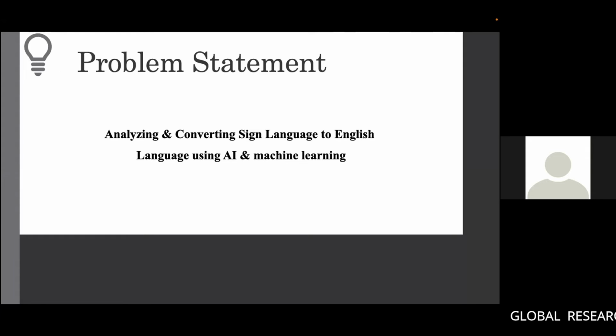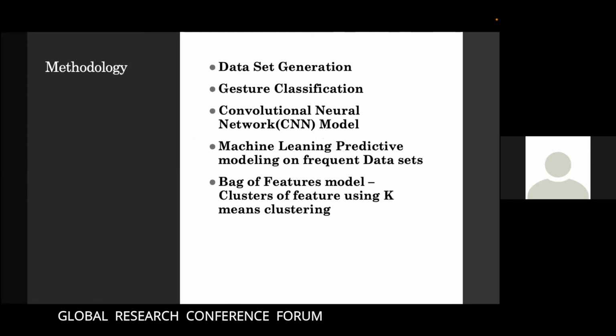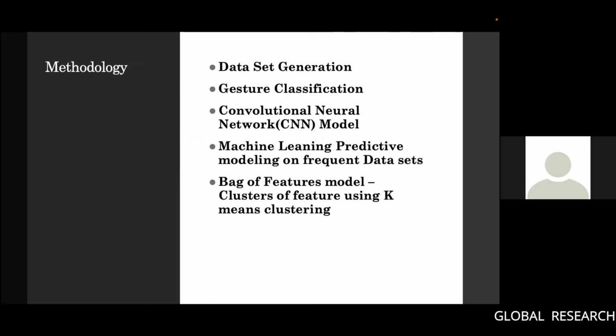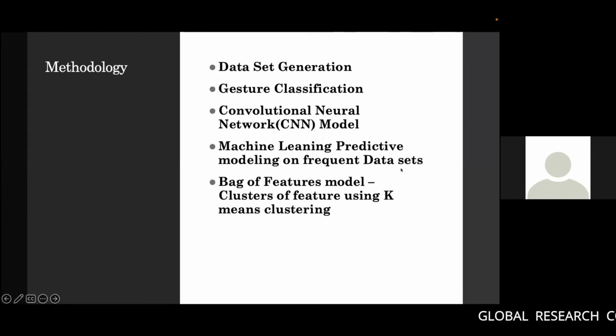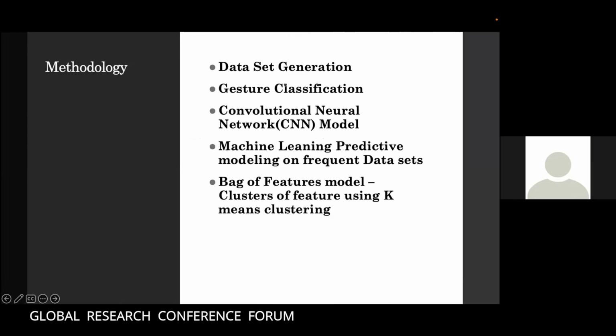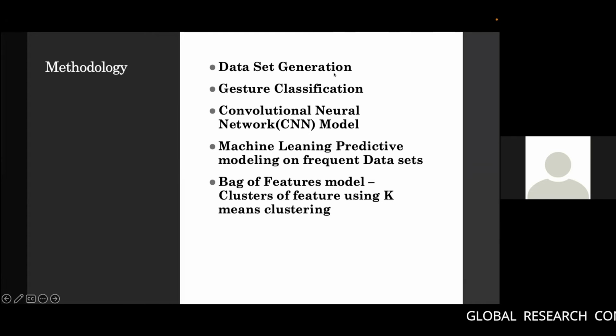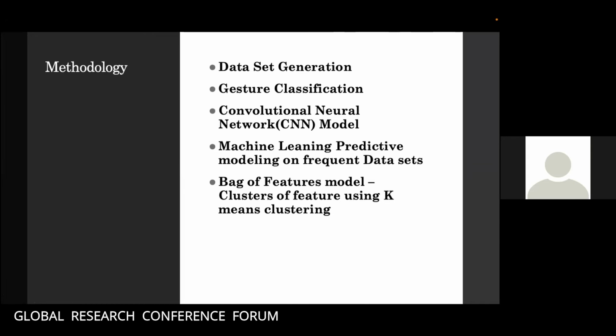The next one, our problem statement, is analyzing and converting sign language to English language using AI and machine learning. So let us go. The methodology that we have used: most of them are similar, but we have two main ones. One is the machine learning predictive modeling on frequent data sets, and the AI recipes that we have used. Let us go with the first, data set generation. This is the main one: instead of storing some gestures, we should have data set generation.